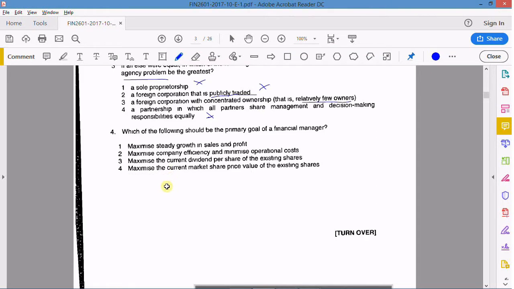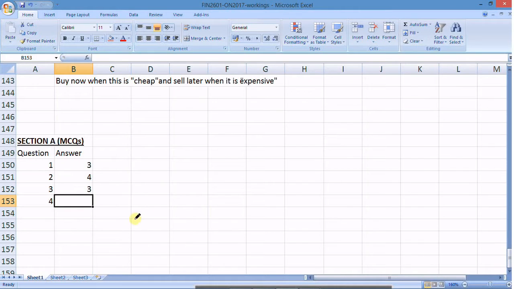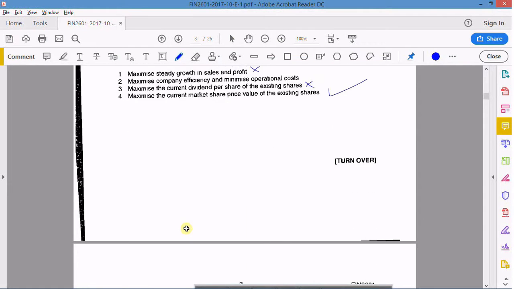Number 4. Which of the following should be the primary goal of a financial manager? Primary goal, generating value. So we're looking at share price or EPS, that type of thing. Maximize steady growth in the sales and profit? Definitely not. Company efficiency and minimizing operational costs? That would be good, but that's more internal. Maximize the current dividend per share of the existing shares? Dividend per share is the payout from the shares, not the value of the shares. Current market value share price of the existing shares? Yes, definitely. 4. Good.